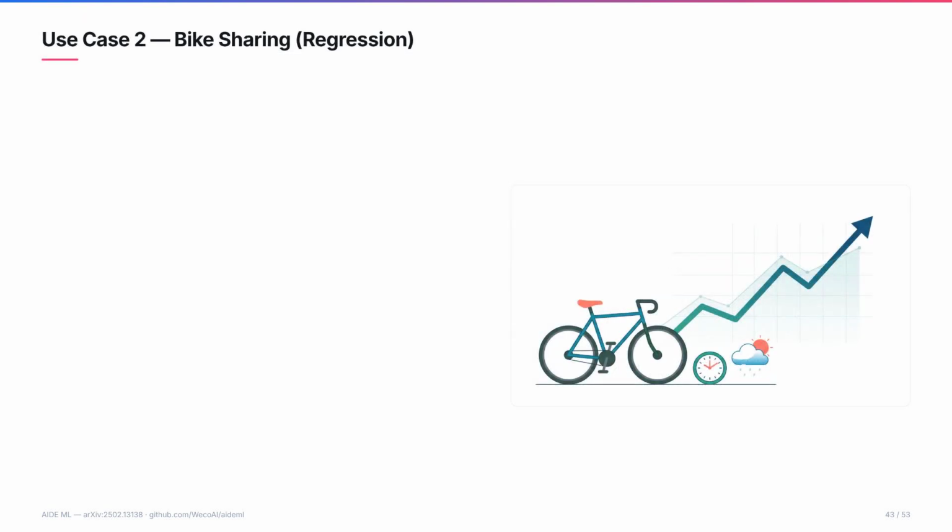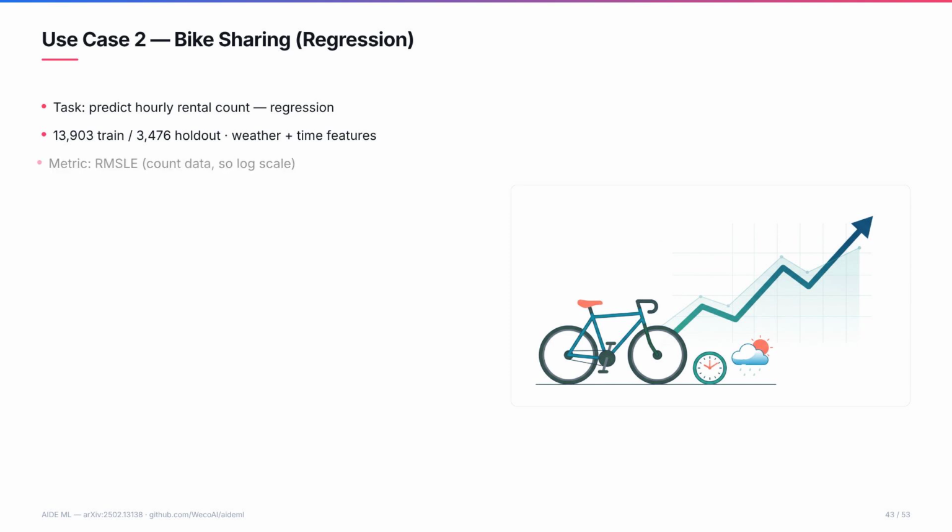Use case 2. Bike sharing. This is regression. Predict how many bicycles are rented in a given hour, from weather, season, and time features. Nearly 14,000 training rows. Because this is count data spanning several orders of magnitude, the metric is RMSLE, root mean squared logarithmic error, which penalizes relative rather than absolute error. AIDE reached 0.265, and this task showed the biggest gain from tree search of all 5.